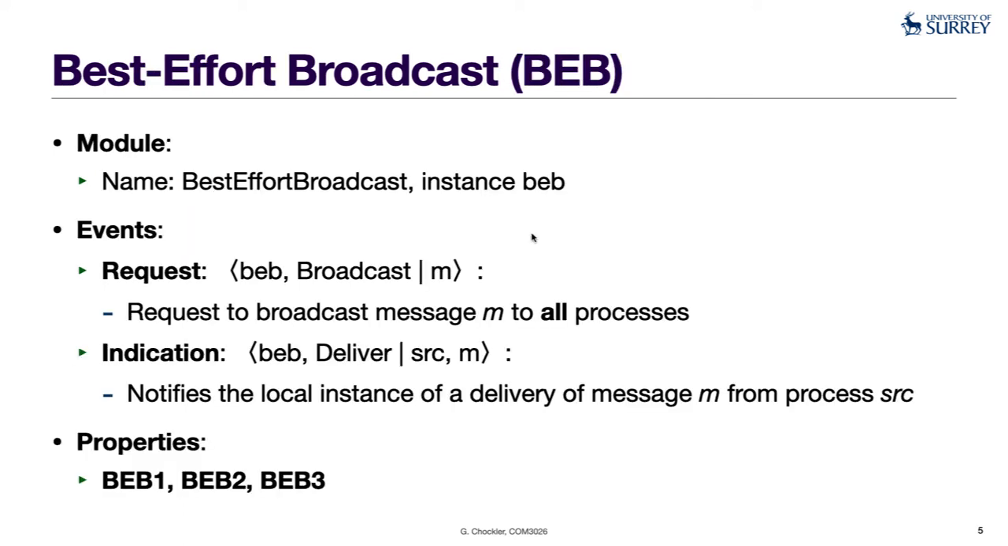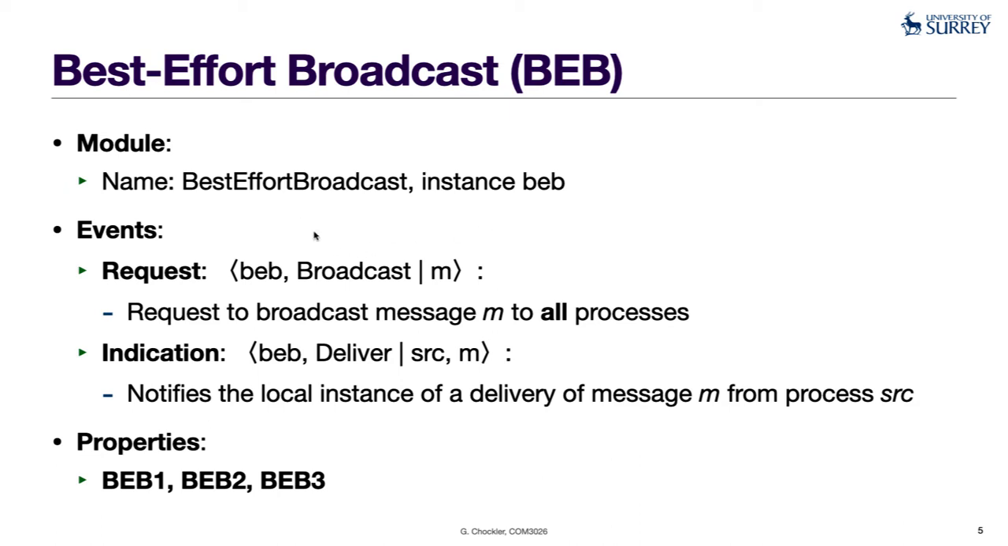So let's start from best effort broadcast. Best effort broadcast is the simplest to implement and also provides the lowest degree of reliability. It is basically similar to the one that we just discussed in the example, basically iterated unicast. So let's look at the specification.